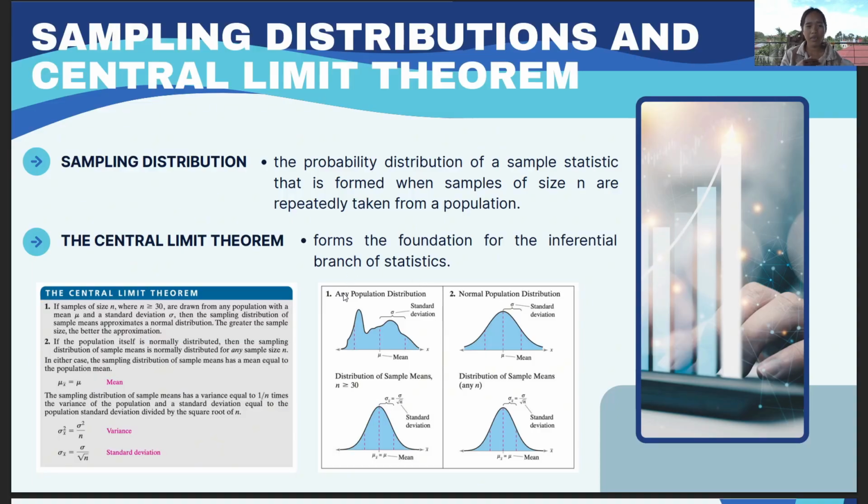Now let's go down to the sampling distributions and central limit theorem. To define, a sampling distribution is the probability distribution of a sample statistic that is formed when samples of size n are repeatedly taken from a population. So if you repeatedly take samples from that certain population, it would likely be that your distribution would become normal. Next, we have to discuss the central limit theorem. It forms the foundation for the inferential branch of statistics.